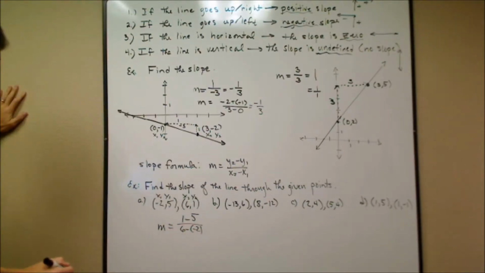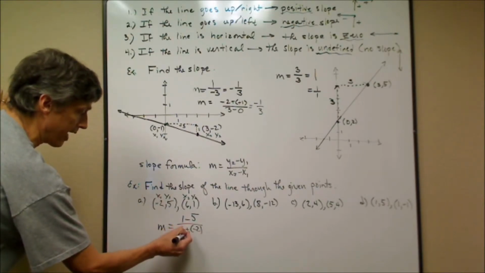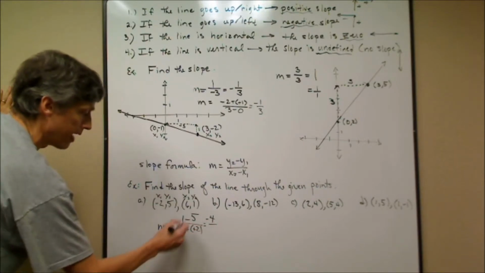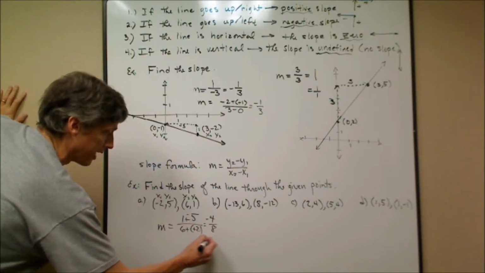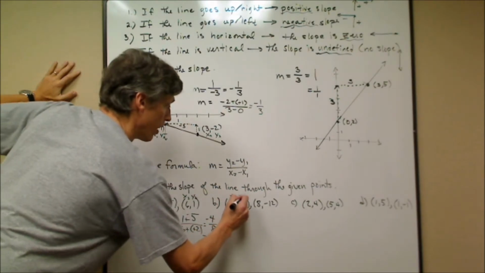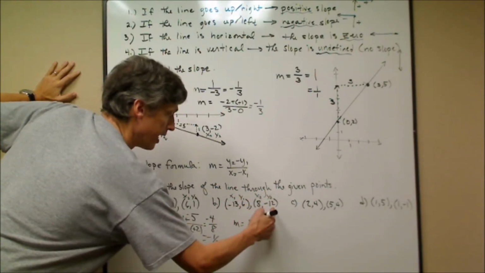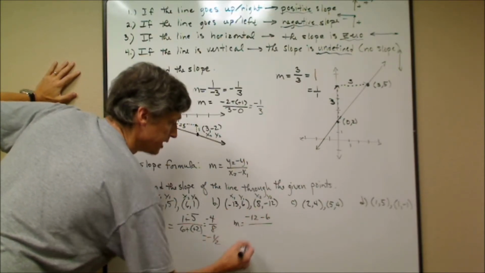Now be careful with your subtractions, especially when it involves negatives. Think of subtraction as adding the opposite. I have a negative 4 on top, adding the opposite, and I have a positive 8 on the bottom, and that's negative 1/2. You can divide top and bottom by 4, reduce your fraction. Here, if I call this x1, y1, x2, y2, my slope is negative 12 minus 6, all over 8 minus negative 13.